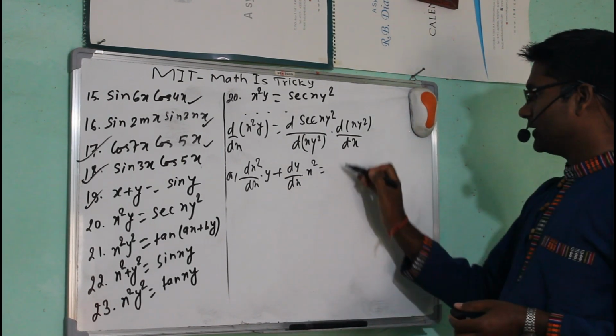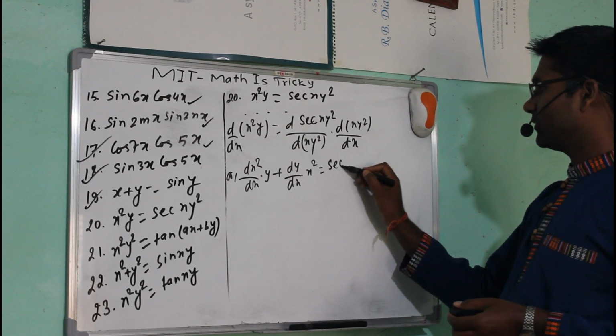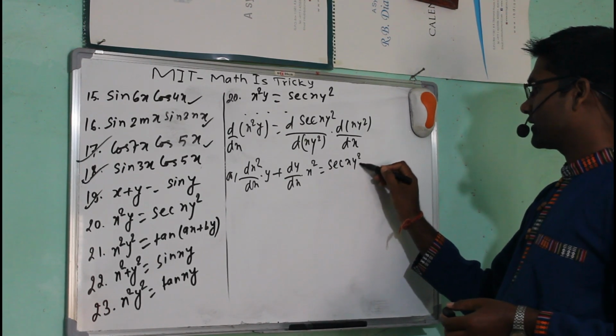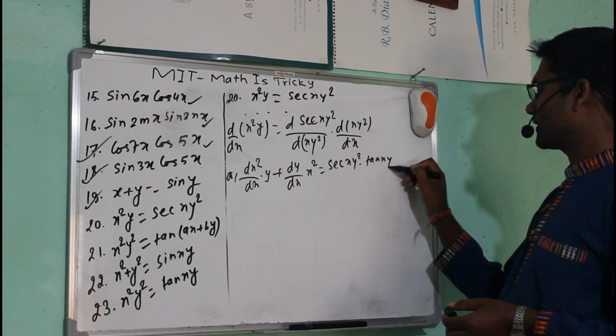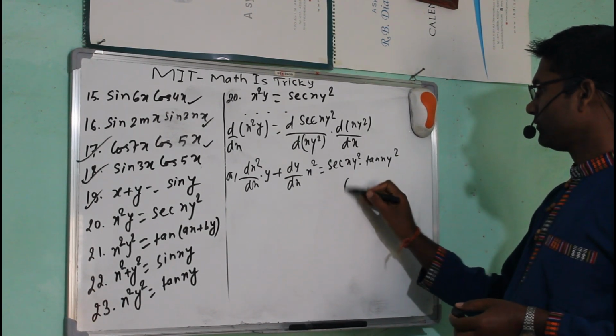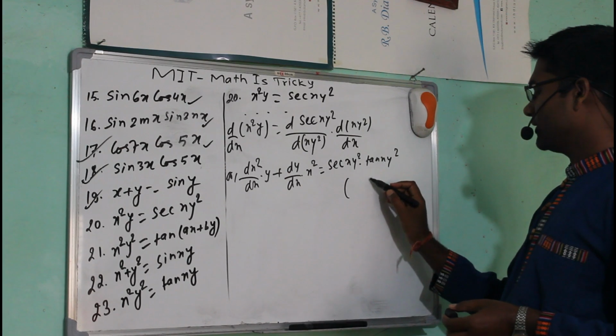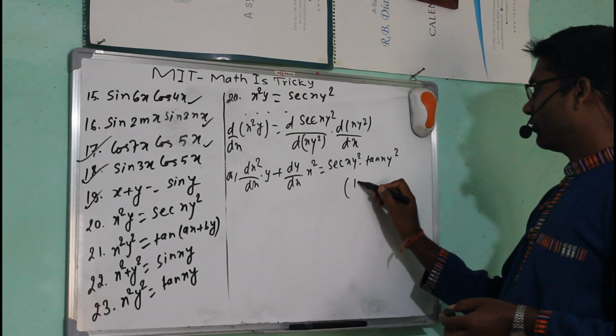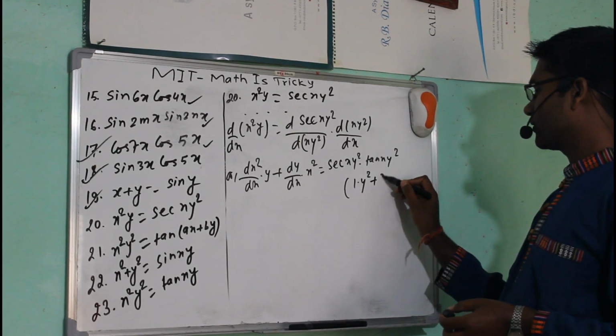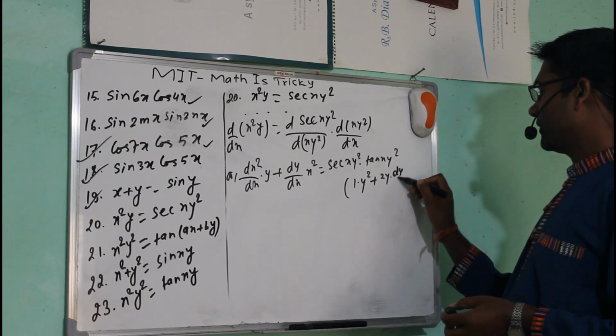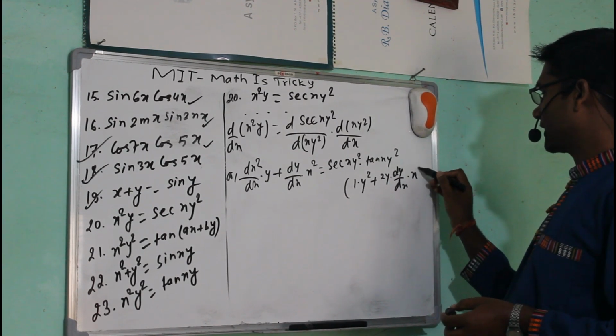In the right hand side it will be sec: the derivative of sec x is sec x tan x, and the derivative of the second part, just use the product rule. So it will be 1 into y squared plus 2y dy by dx into x.